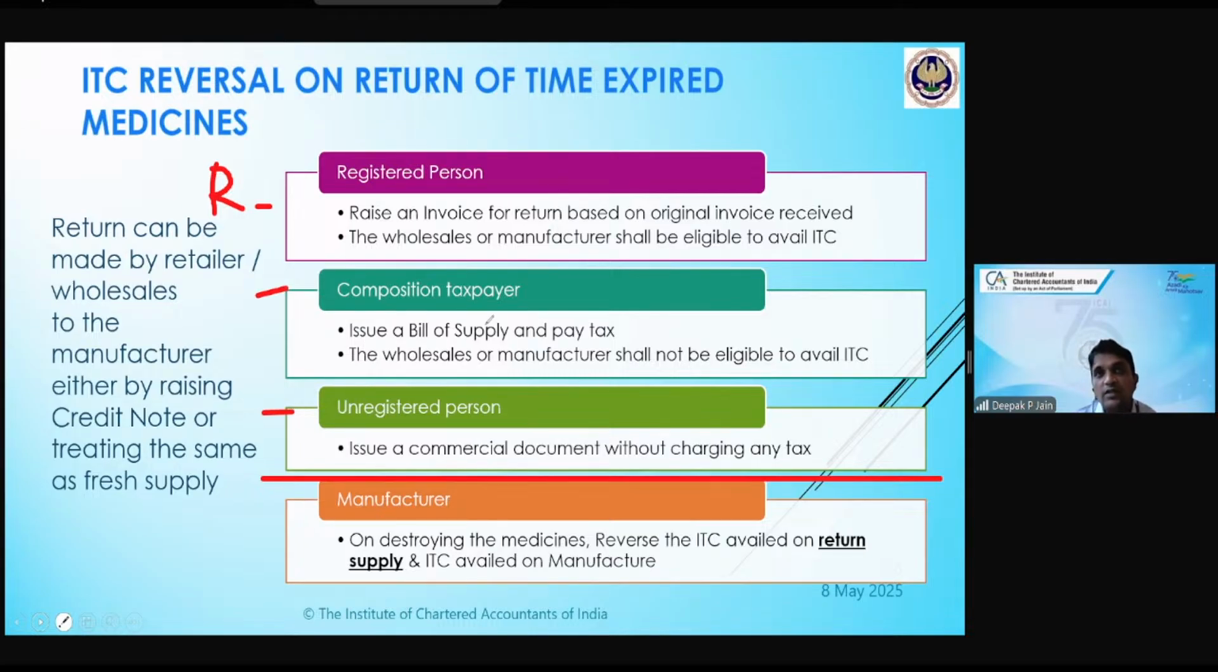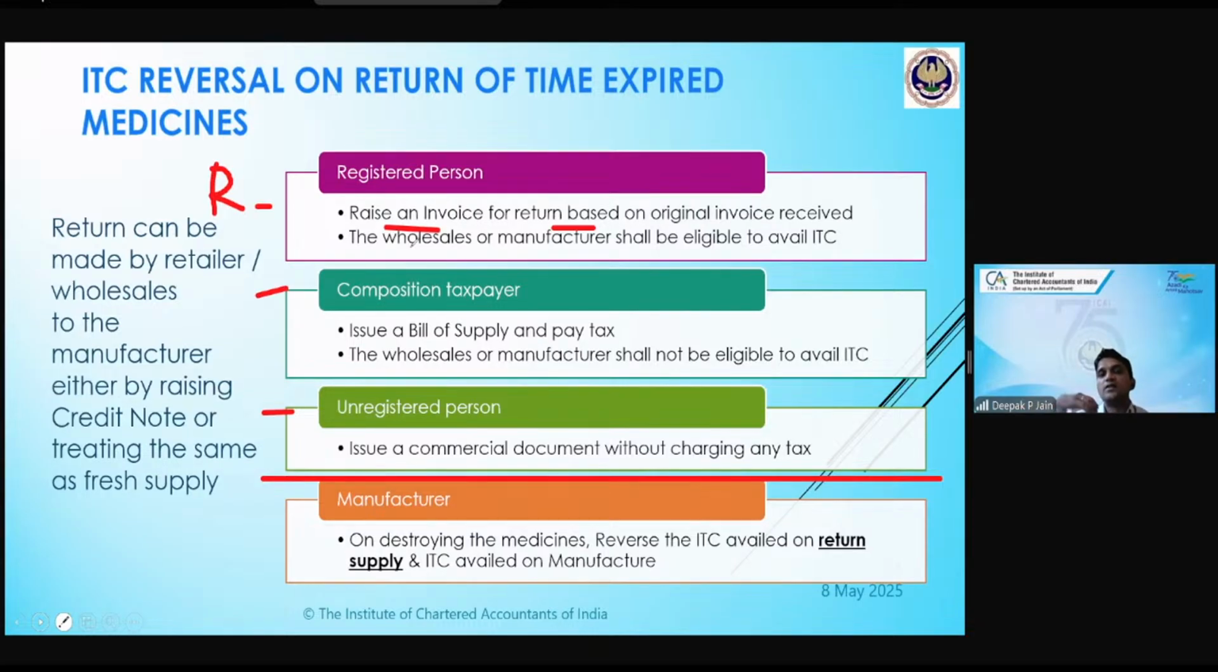So for him, he will have to raise an invoice because it is equivalent to selling the goods back to the original manufacturer. So whatever was the original value received, on that basis he will return. He will raise an invoice for the return based on the original invoice received. And to whom will he supply? He will supply to the wholesaler or the manufacturer.